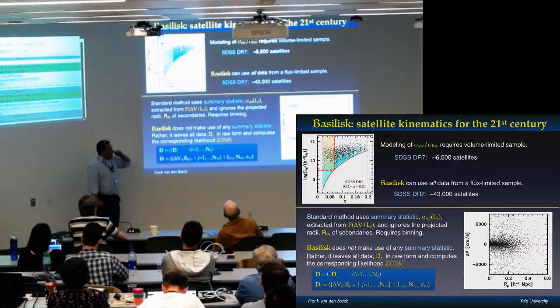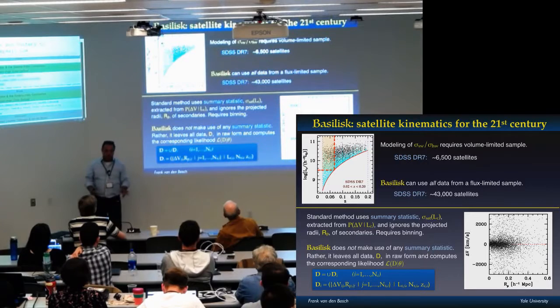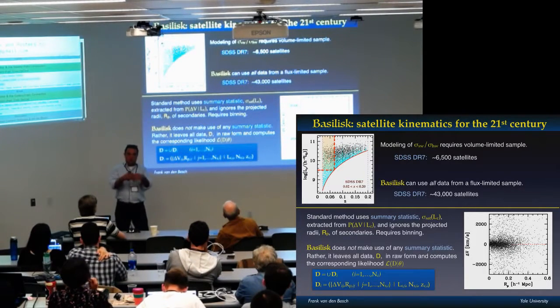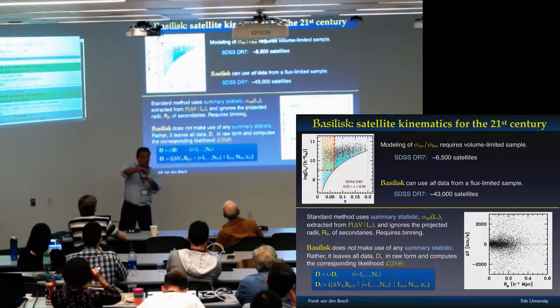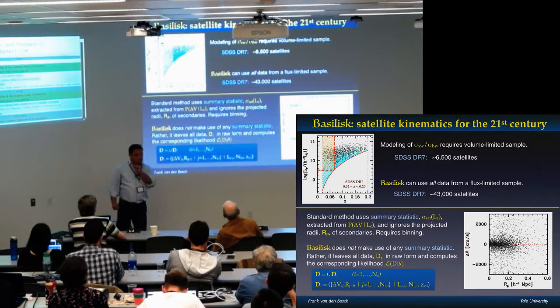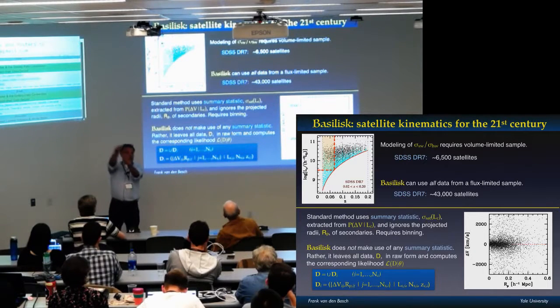The most important thing is that in the standard method you use a summary statistic called the satellite velocity dispersion. That means you throw away a lot of information. You have an entire PDF of velocities, which you ignore. You just measure the second moment. Okay? You don't use the projected separation of the satellites. There's additional information there. You can probe the radial profile and the anisotropy.